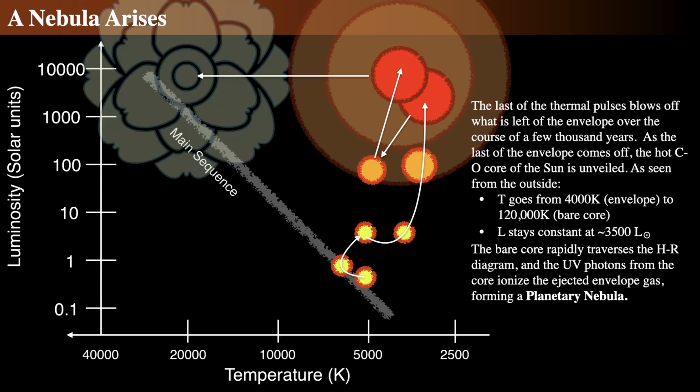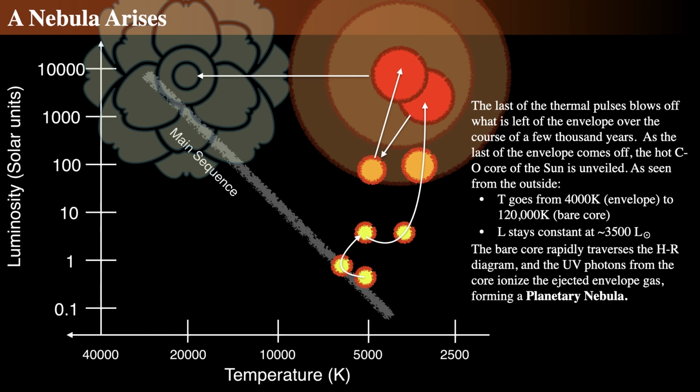The last of the thermal pulses pushes what's left of the outer envelope away over the course of a couple thousand years, and it's left with the bare carbon-oxygen core down there. The envelope looks like about 4,000 Kelvin, shielding the inner core. And now we see the bare core of the star, which is over 100,000 Kelvin. And the luminosity stays roughly about constant.